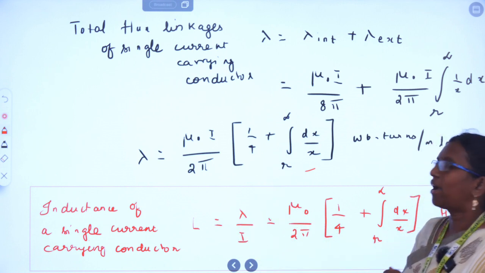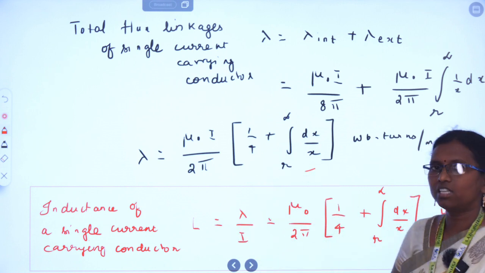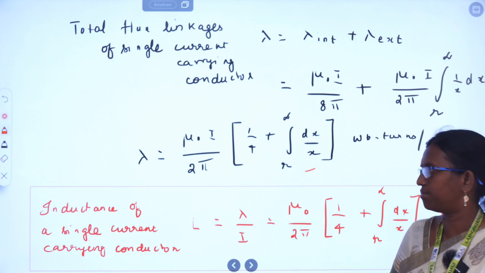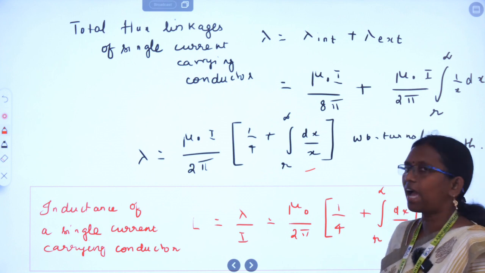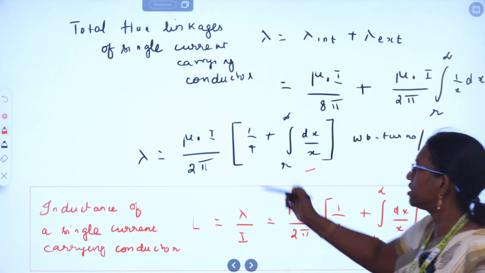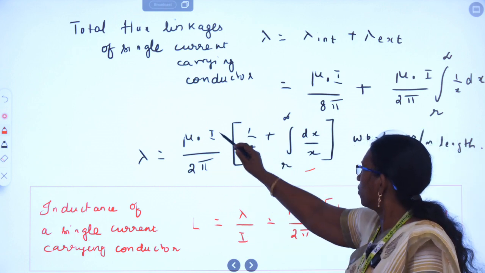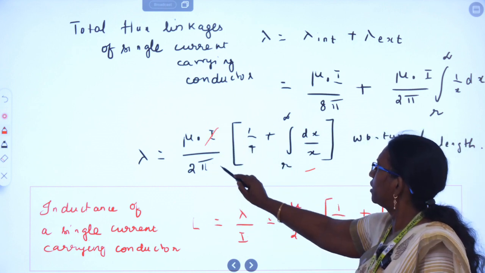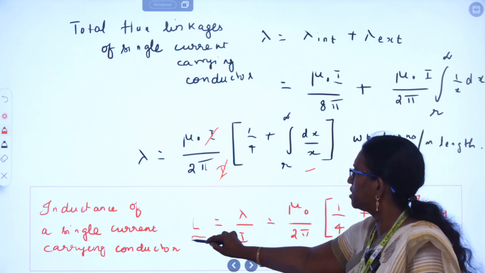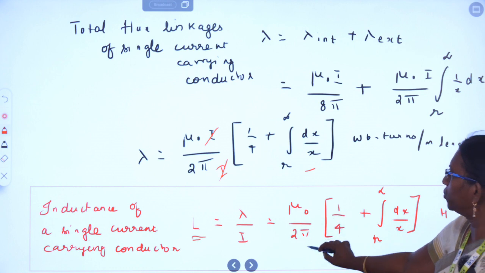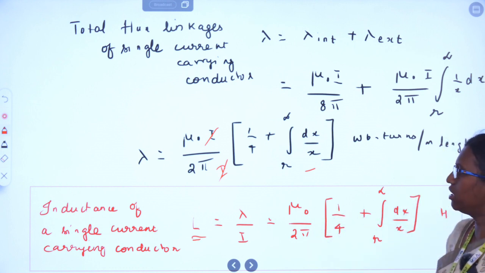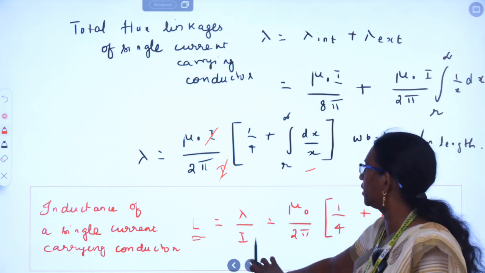After we know the flux linkage, we can calculate the inductance easily. So we know the relationship, right? λ divided by I is nothing but the inductance of a single current carrying conductor. So this expression divided by I is going to cancel out the value of current, and we are going to obtain the inductance. So inductance is equal to μ0 by 2π into 1 by 4 plus this expression. So this is the inductance of a single current carrying conductor.